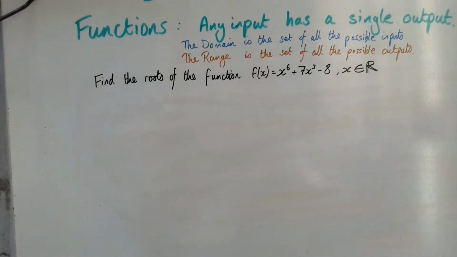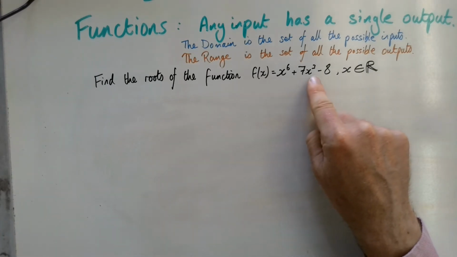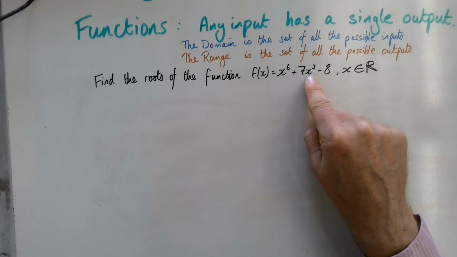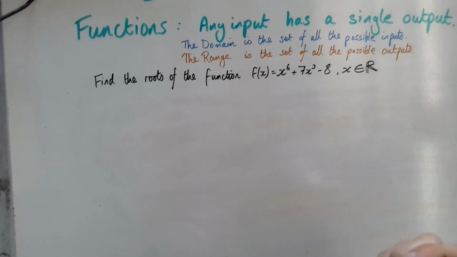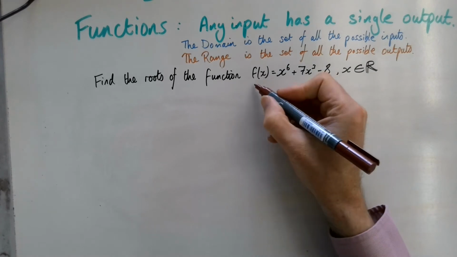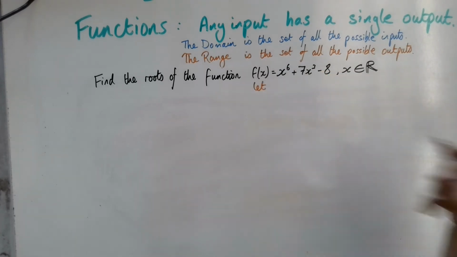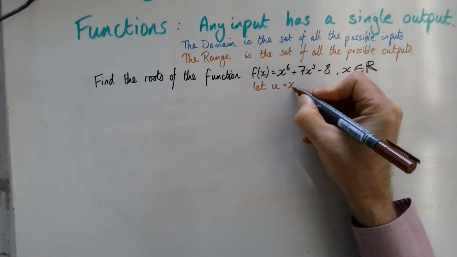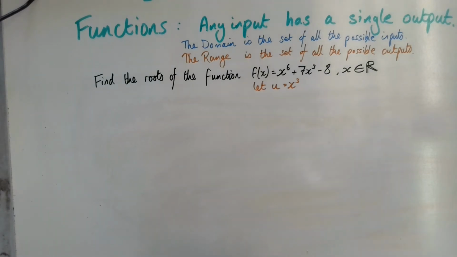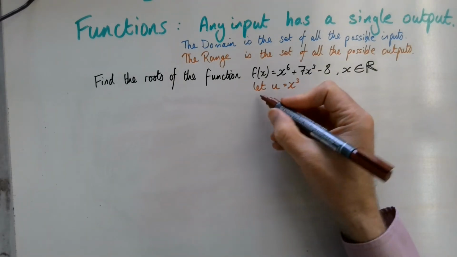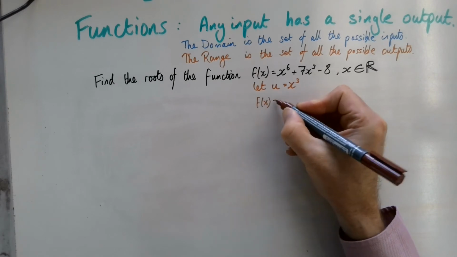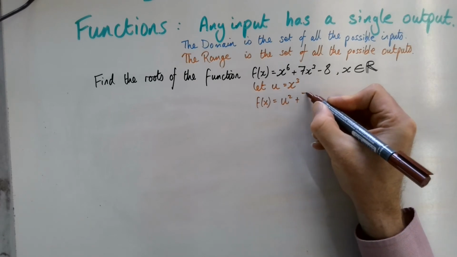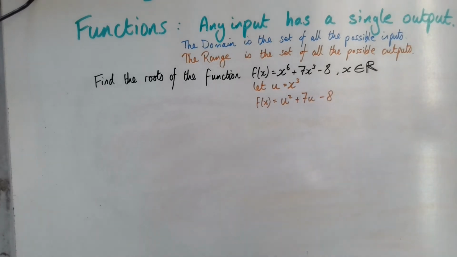What we're going to do is notice that x cubed and x to the power 6, if you were to square x cubed, you would get x to the power 6, and that's what we're going to use. So we're going to let, you could pick any letter you like here, but the usual convention is to call it u, u equal x cubed. And then we're going to substitute into that. So our function is actually equal to u squared plus 7u take 8.